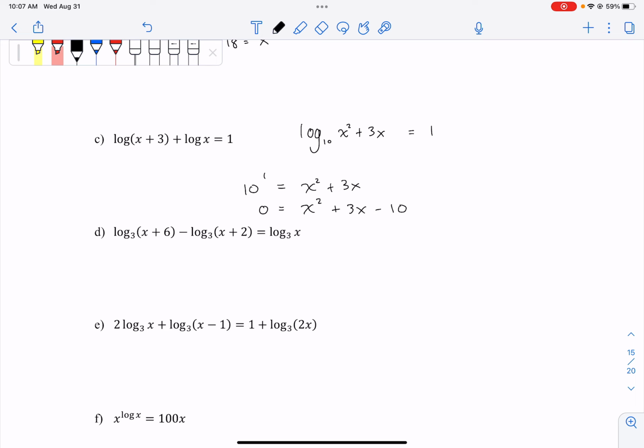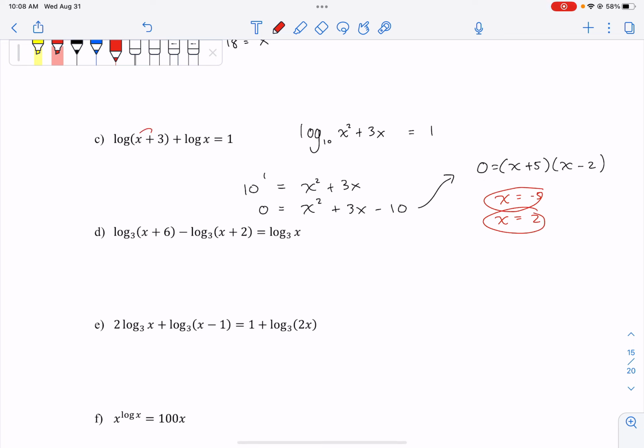Right. And then if we do some simple factoring, 0 is equal to (x + 5)(x - 2). My two possible answers are x is equal to negative 5 and x is equal to positive 2. If you plug both of these into here, one of them doesn't work. And if you realize that it's the negative 5, you're correct.